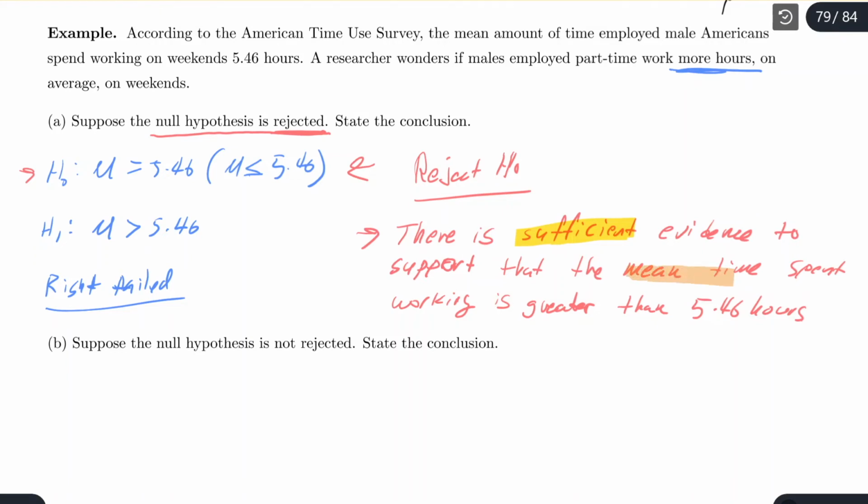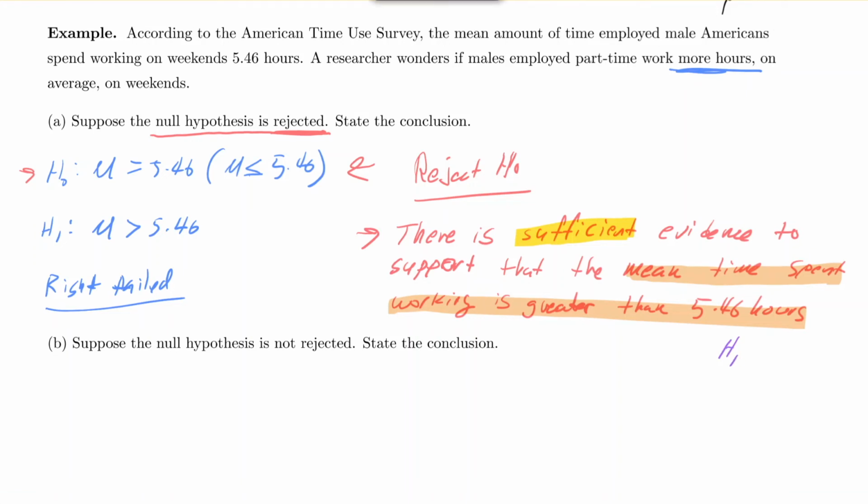So this part right here is just writing H1 in words. And that's always the case for a conclusion. So the only part that changes: if we reject H naught, there is sufficient evidence. If we do not reject H naught, there is not sufficient evidence. All other wording will be the same.